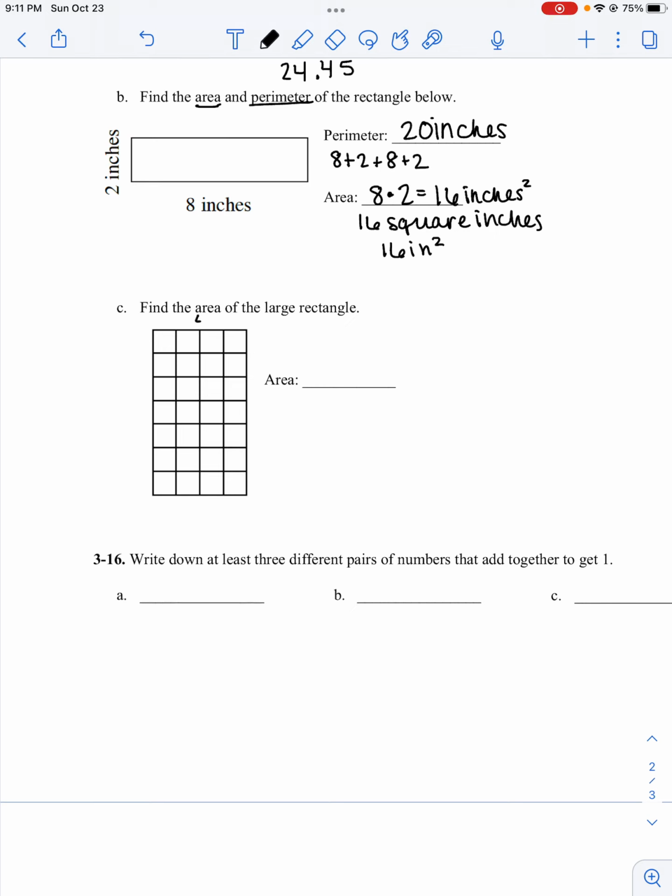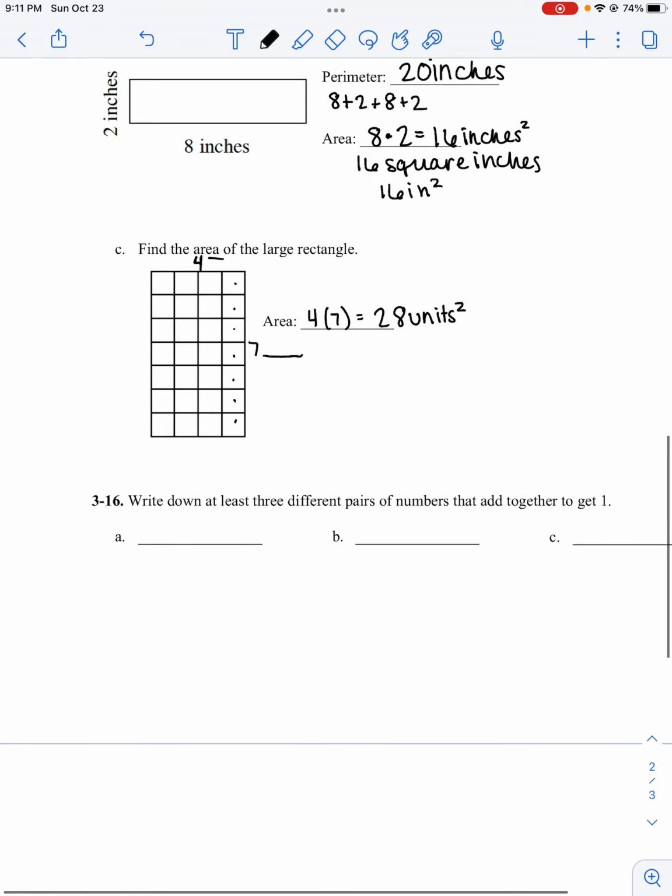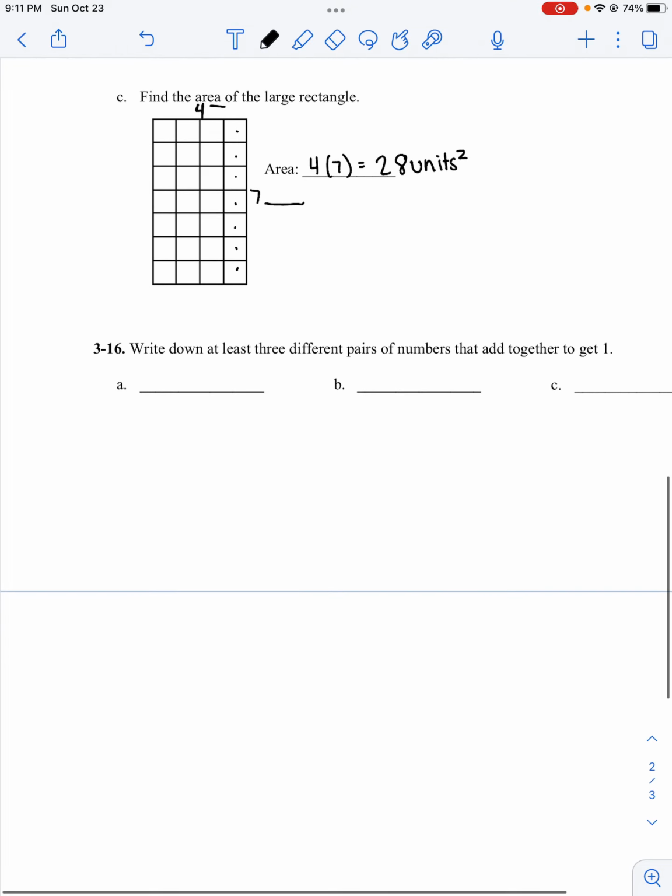Part C, find the area of the large rectangle. I have 4 across the top, and 1, 2, 3, 4, 5, 6, 7 down. So my area is all those squares. I can count them, but an easier way to do this is to know 4 times 7, which is 28. I do not have units, so it's just units squared.